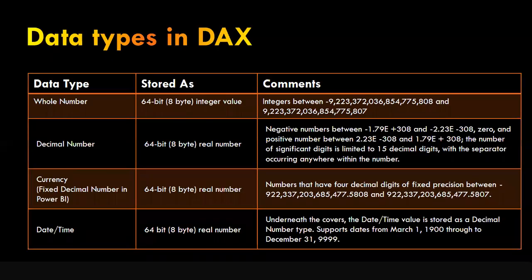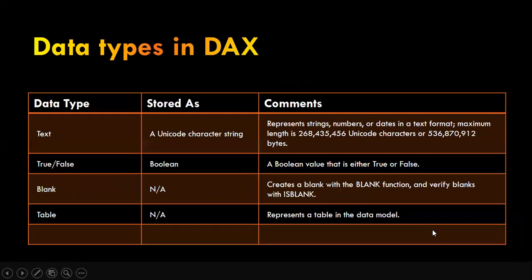What are the data types available in DAX? These are the data types: whole number, decimal number, currency, which is nothing but a fixed decimal number, and date time. The whole number is a 64-bit integer value. In the case of a decimal number, it's a real number, and the ranges are between these two values. You can store negative numbers between this and this, 0, and positive numbers between these two values. It's all too big a number.